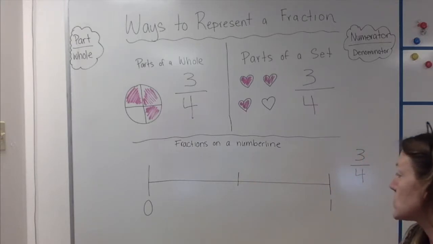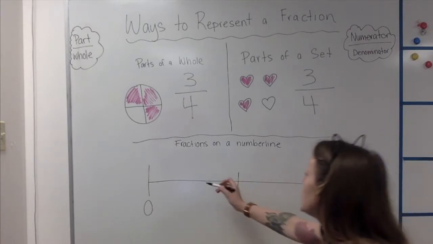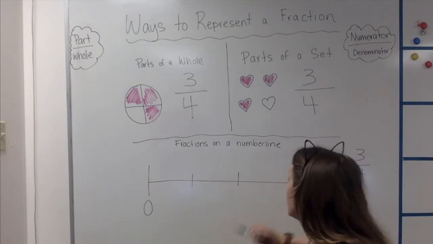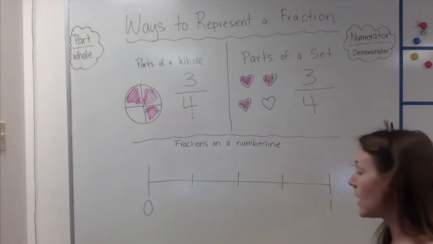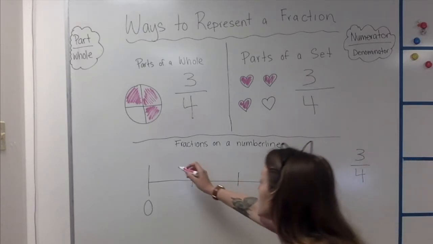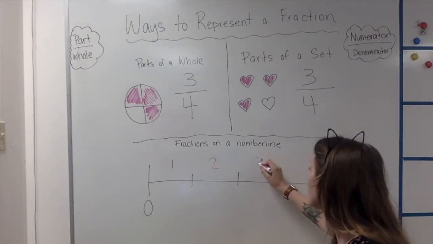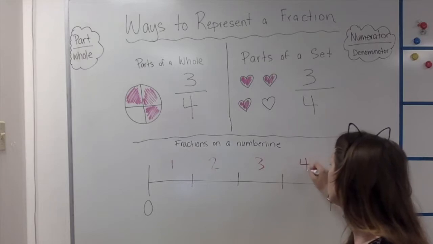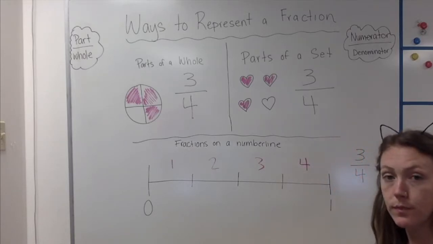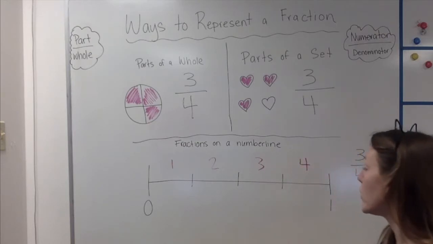So now I have 2 parts, but I need to have 4. So I'm going to put another line here and another line here. So now I have 4 equal parts of my number line. Here's 1 part, 2 parts, 3 parts, 4 parts.